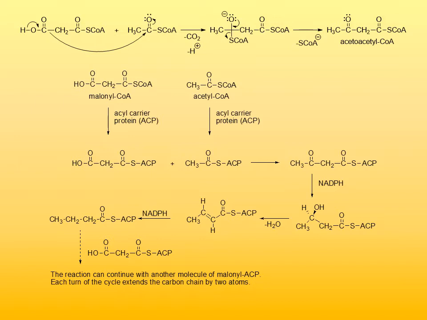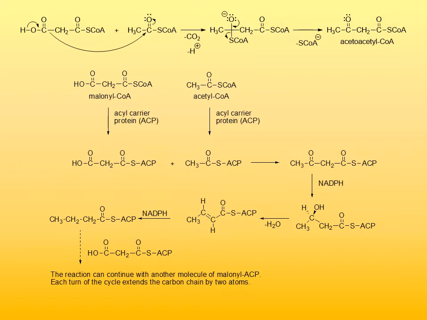Resulting fatty acid ACP thioester can repeat cycle with another molecule of malonyl ACP to give fatty acid with 2 additional carbon atoms. And cycle keeps on continuing. After each cycle, fatty acid has 2 more carbon atoms.